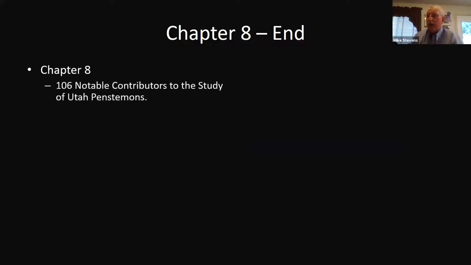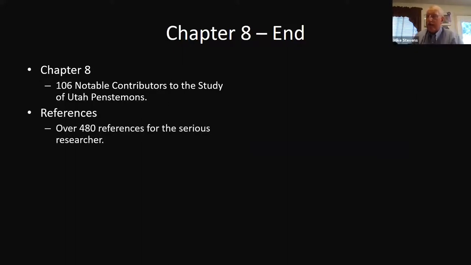That shows you the basic thing is from chapter 7 on, we have all the species. In chapter 8, we talk about all the contributors that have worked on the various Penstemon involved in Utah. There's 106 individuals that we actually discuss. The references, there are over 480 references.